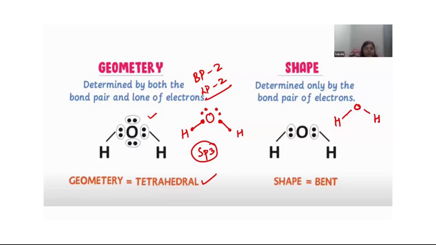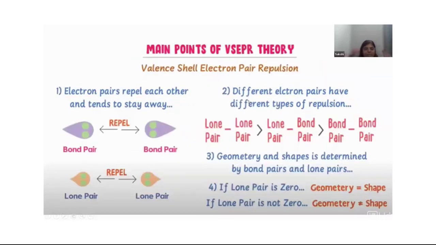Now we will understand through this theory why this shape is bent. I think in the lower classes, you must have been drawing H2O like this, right? But why is the shape bent? That is what we are going to study today. So let us revise. Geometry is determined both by the bond pairs and by the lone pairs, right? Shape is only determined by the bond pairs.